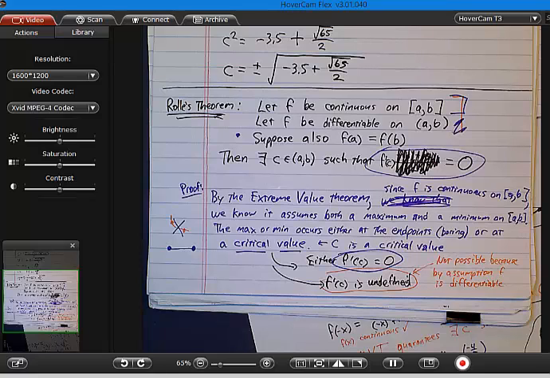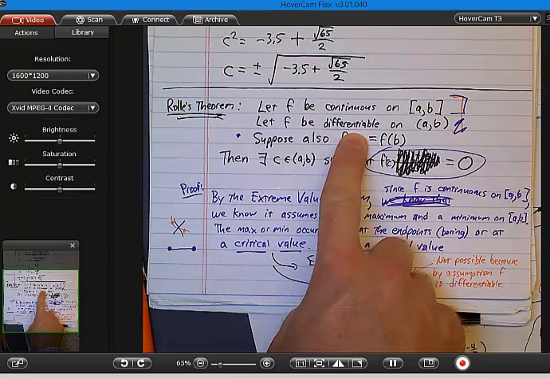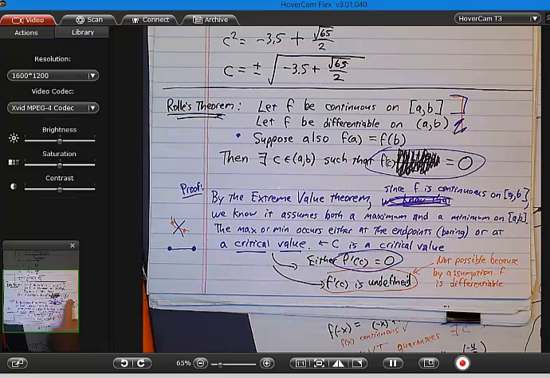Okay? So Rolle's theorem says, if you have f of A equals f of B, and you have continuous and differentiable, somewhere there's going to be a C such that f prime of C is 0. Okay? So here I go.